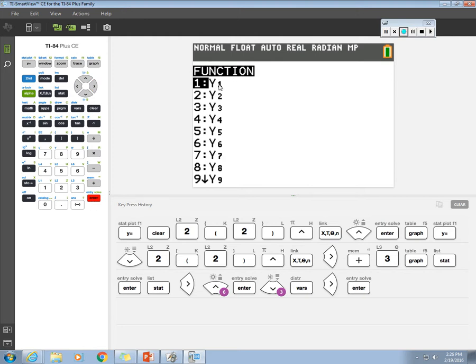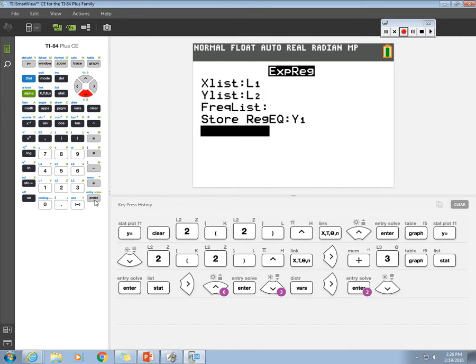Now look, I'm going to put it in y1. That way when I go to the graph, it's already there for me. I don't have to type it in. Now I'm going to calculate it.